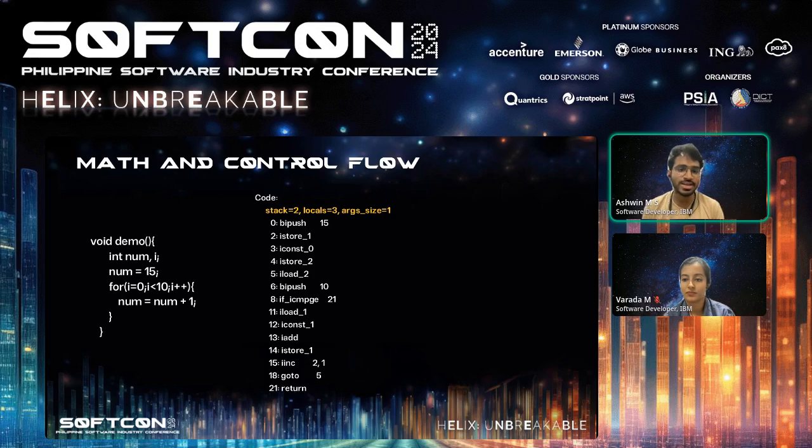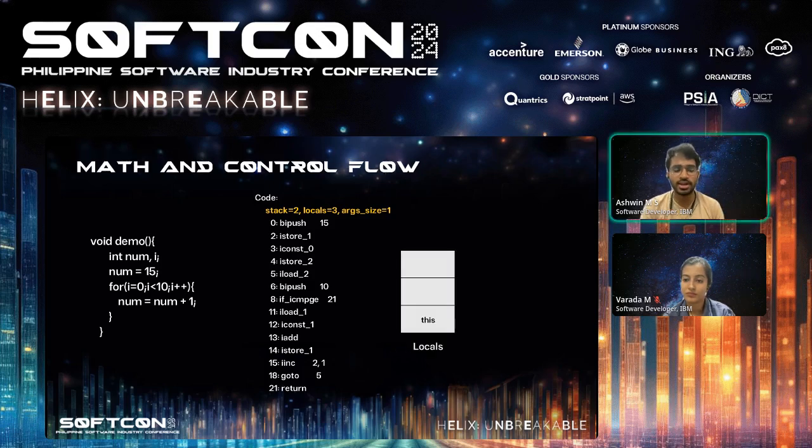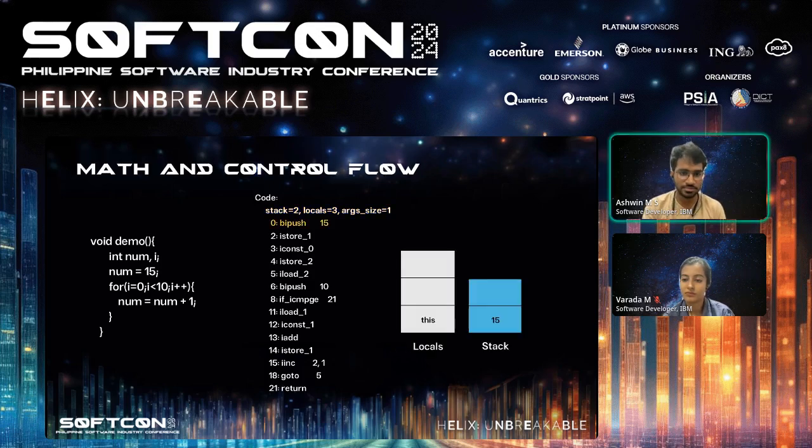Okay, and the local size is 3 and the stack is 2. The reason the local size is 3 is because the this pointer, that is a reference, is taken into the local array. The stack is 2 because that is all the size we need for handling the operations inside this one method. And this is what the local array would look like in the beginning.